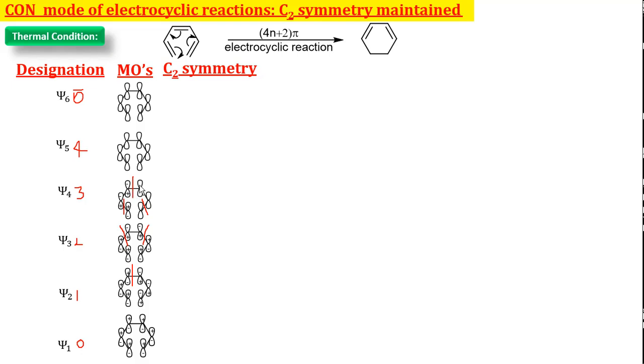Node is present, we get plus. Here no node, therefore we get plus. Node is present, therefore we get minus. For psi 5, 4 nodes are there and 4 is an even number, therefore no node will come at the center of the molecular orbital. Leave the center place and the remaining are having nodes.